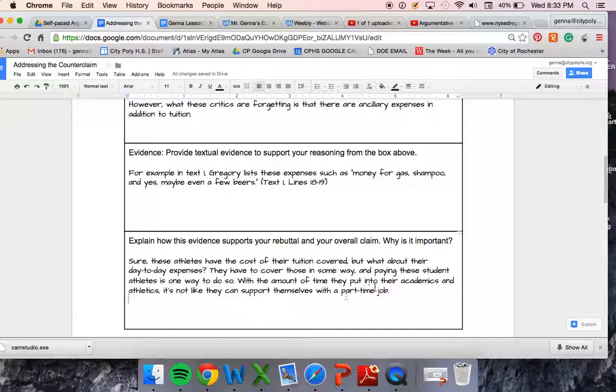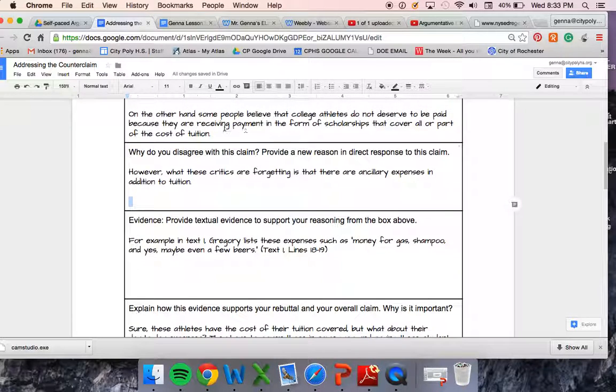With the amount of time they put into their academics and athletics, it's not like they can support themselves with a part-time job. So here, right, is the explanation of how this evidence and this reason go against the counterclaim and prove it wrong.